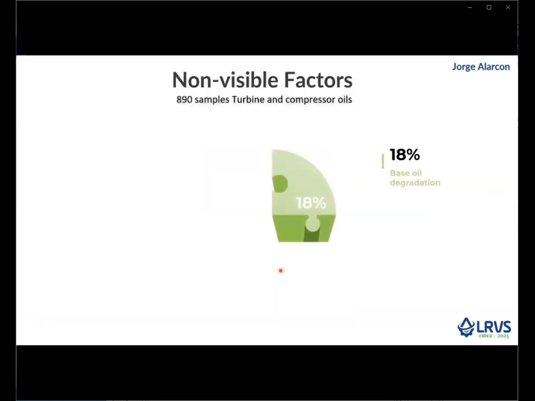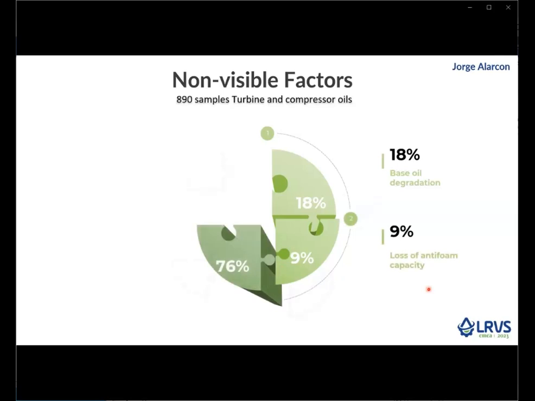All right, so those were the visible factors. What about the non-visible factors? So in a study that I ran on about 1,000 samples, I found that 18% will show base degradation, right? So the base of the oil was degraded basically, for different situations. Around 9% lost the capacity of anti-foam. We're not talking here about a specific additive. We're talking about the characteristic of the base oil. So the loss of anti-foam additive.